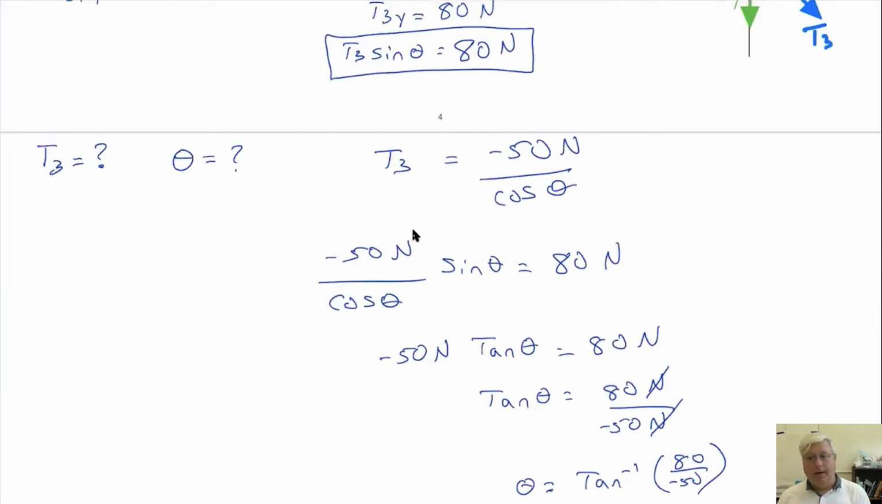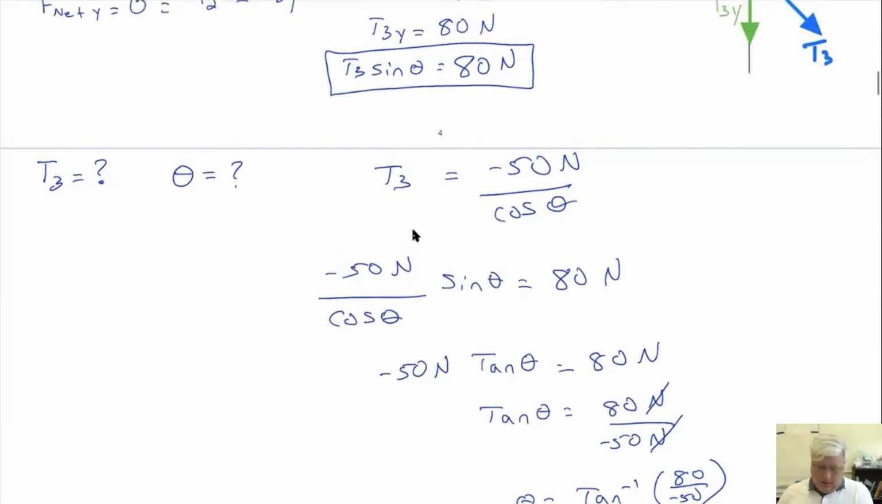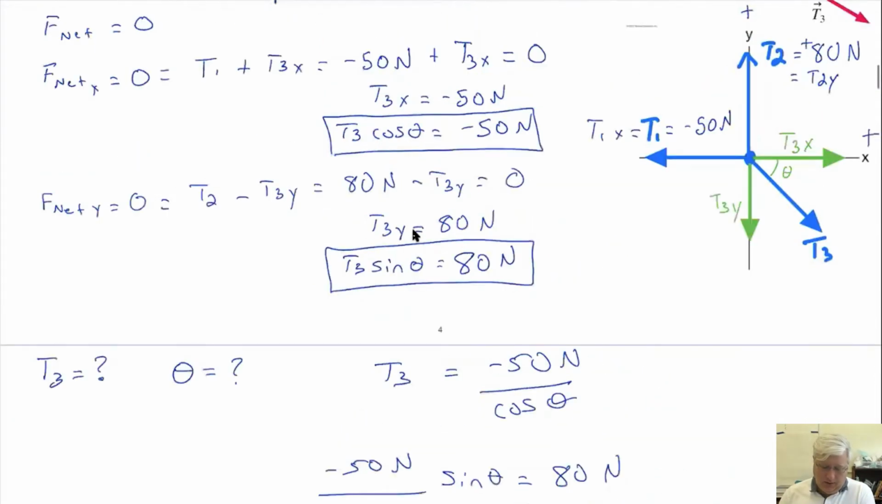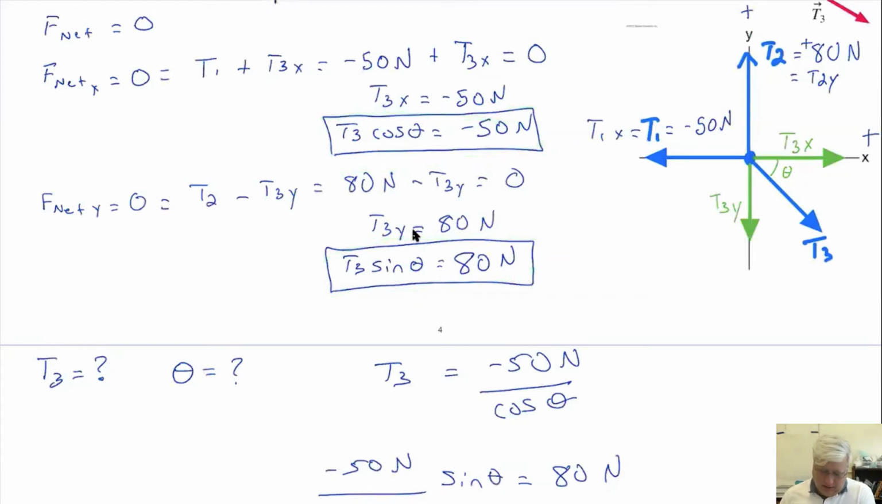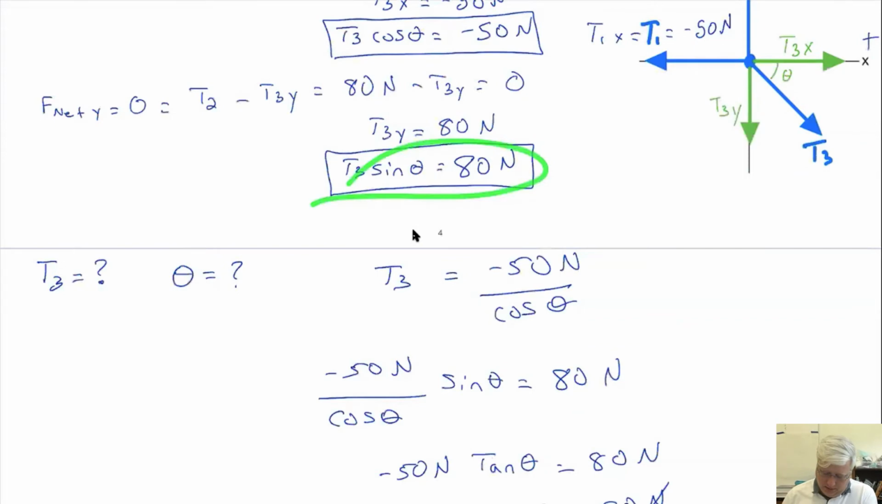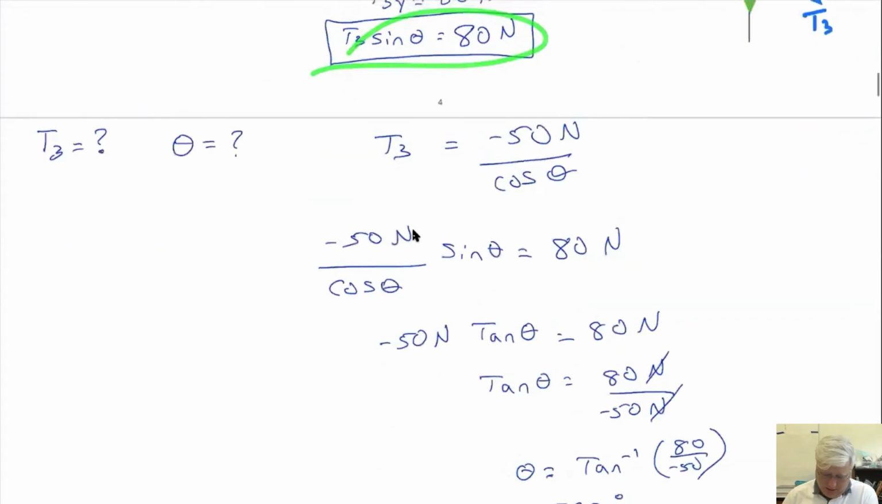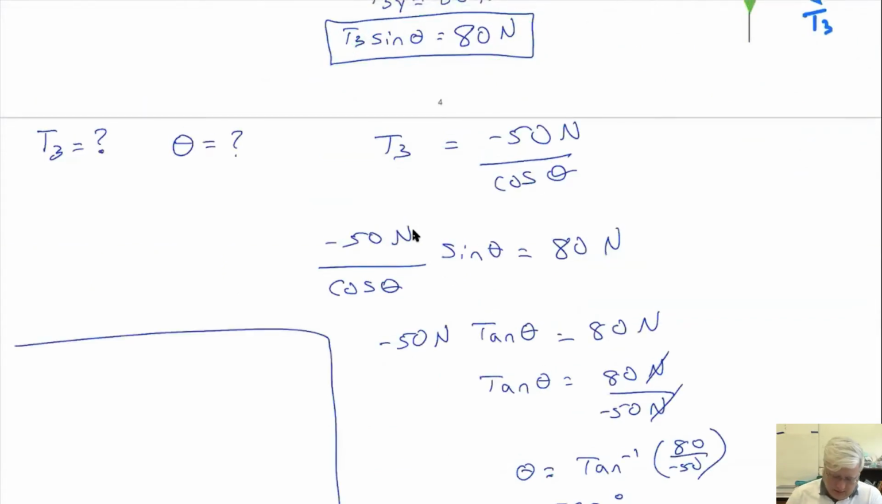Now we can find the magnitude, can't we? Now that we know the angle, we can use either relationship to determine the magnitude. So I'll go ahead and use the second one, it doesn't really matter. So we have T3 sine theta equals 80 newtons. So T3 will be 80 newtons divided by sine of minus 58 degrees.